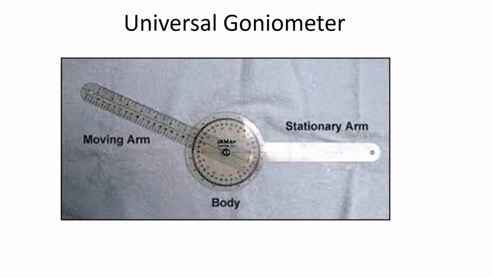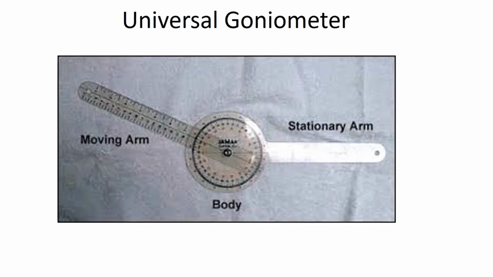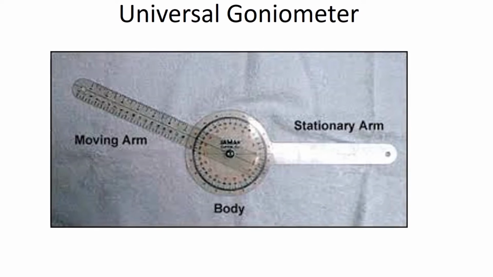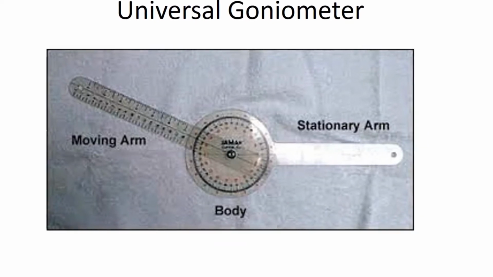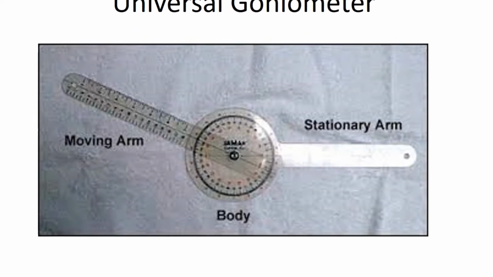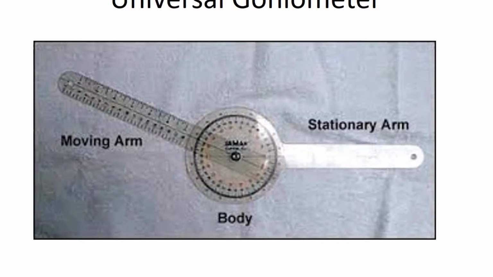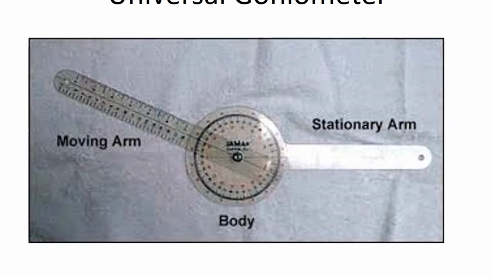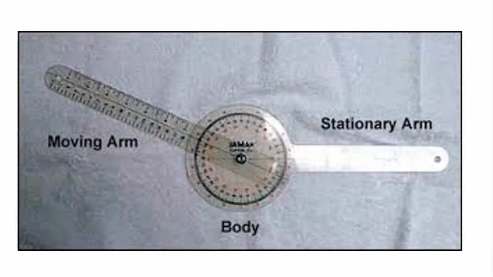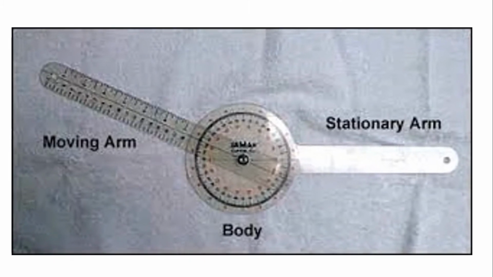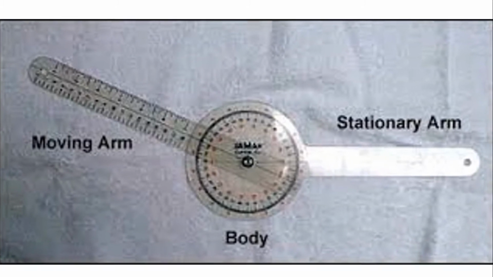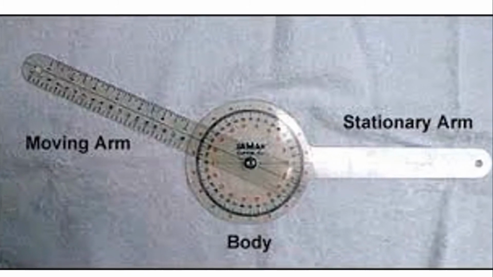There are three parts in a universal goniometer: body, stable arm, and movable arm. The body is a full or half circle protractor. In the middle of the body axis, a fulcrum screw is present which connects the stable and movable arms. The stable arm doesn't have any motion, aligning with the proximal segment of the joint. The movable arm aligns with the distal segment of the measured joint.